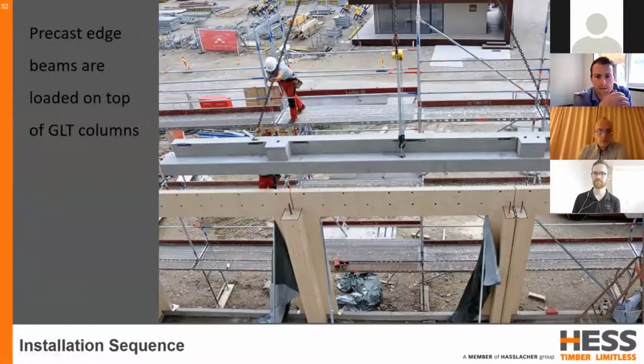So once the walls and beams are secured and propped, the precast edge beams are connected into the top of the glulam columns via a reinforcement dowel connection, which passes through a cast-in grout tube in the edge beams.